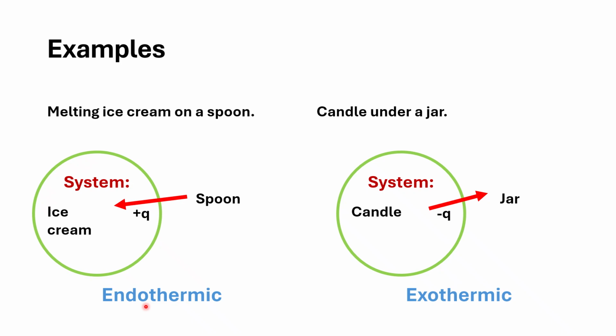So these are heat flow diagrams. We need to make sure we're including all of the pieces: system, surroundings, arrow, Q, and labeling endo and exo. And you've got some practice problems on this to complete. So try those out. Let me know if you have any questions.